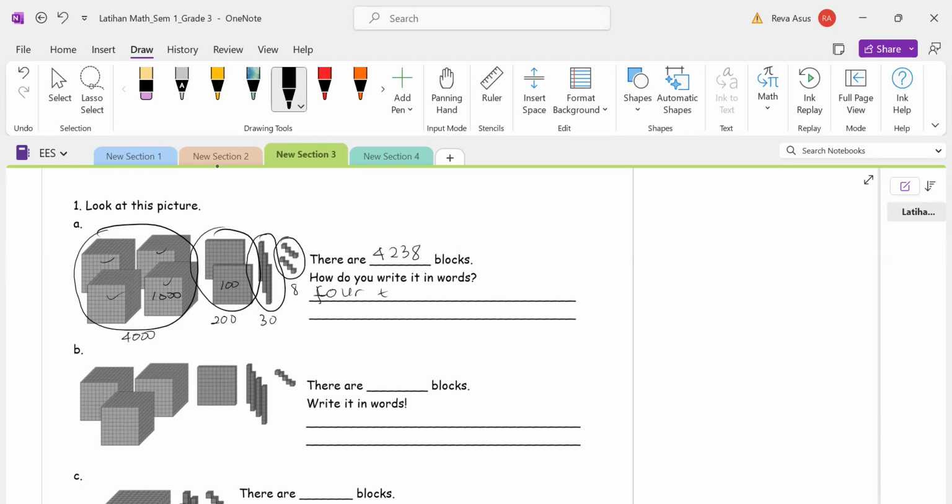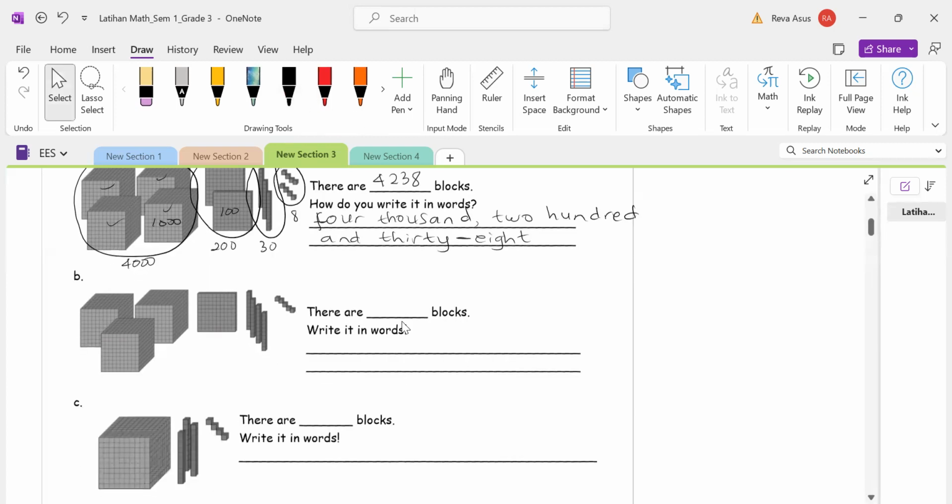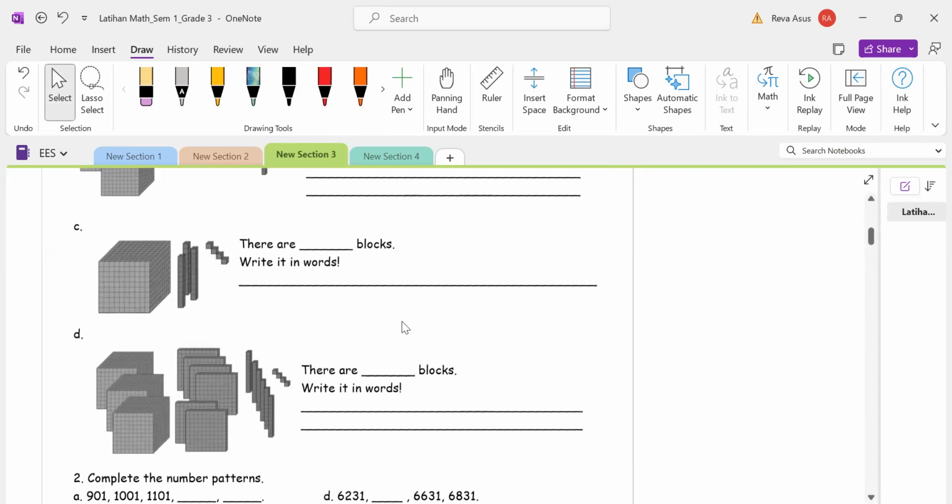It is 4,000 without S, comma, 200 without S again, and 30. Don't forget to give a dash sign, 38. Between tens and ones, we need to give this sign. For number B, C, and D, I already attached the answer in the answer sheet.